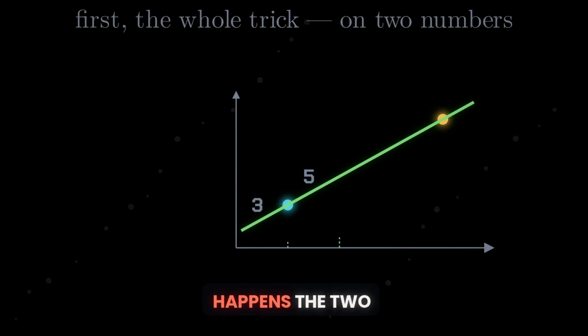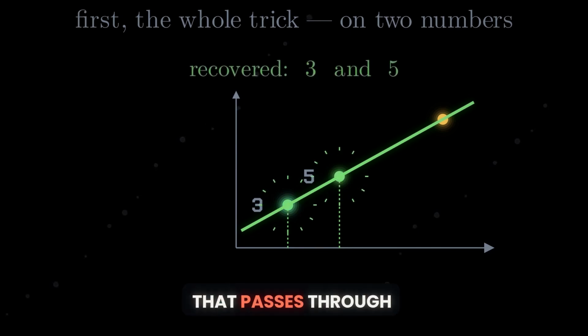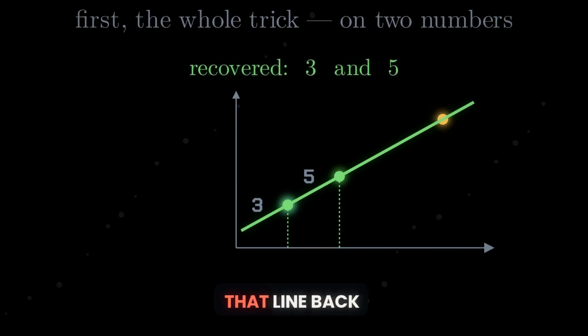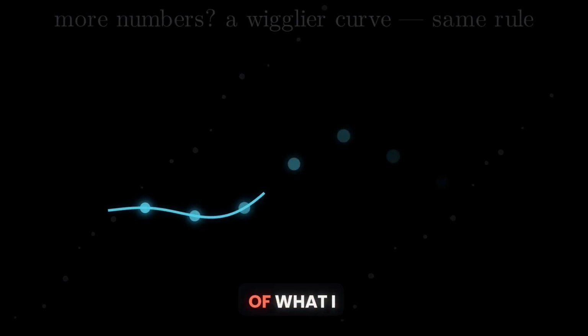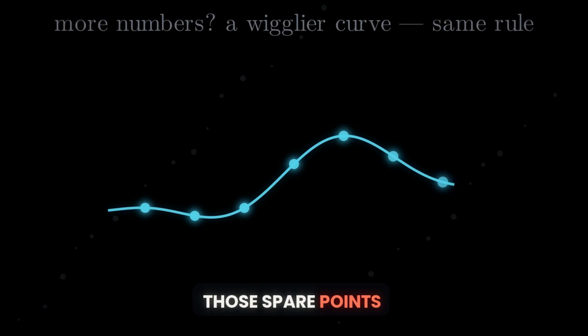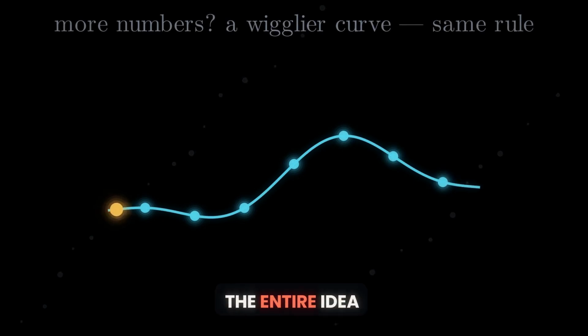But watch what happens. The 2 points that survive still fix the exact same line. There's only one straight line that passes through them. And the instant I have that line back, I just read off the height at each position. The first is 3, the second is 5. Both numbers recovered perfectly, even though half of what I sent got lost. Those spare points were a safety net. That is the entire idea.